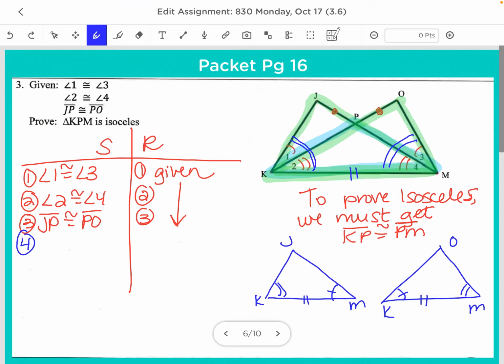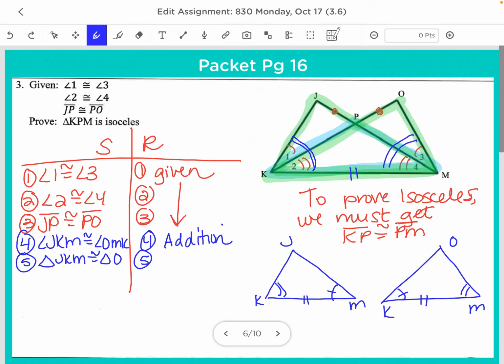So let's say angle JKM is congruent to angle OMK, and that's because of addition. So I can say triangle JKM is congruent to triangle OMK because of angle-side-angle. And I needed step 4. I didn't need step 3 yet, and step 2.